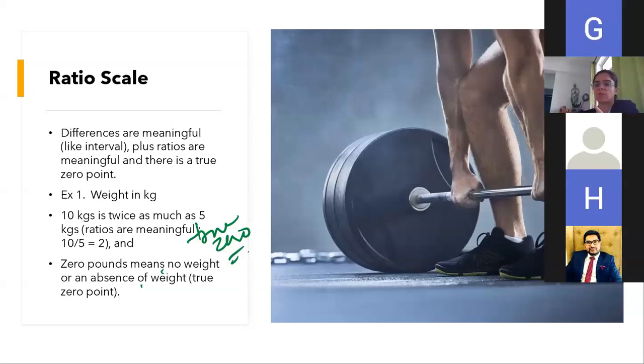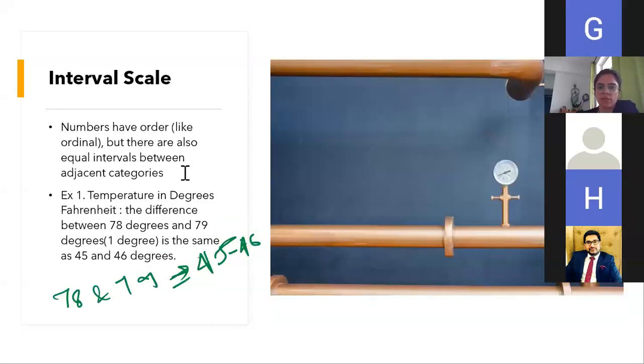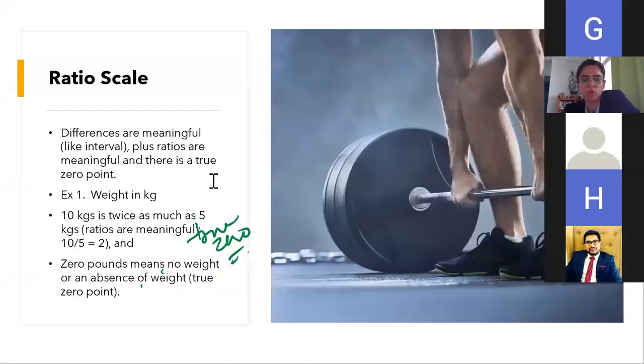For example, if I say 0 degree centigrade and if I say 0 degree Fahrenheit, what does that mean? Does that mean the temperature is 0? Does that mean there is no hotness or no coldness? What does that mean if I say 0 degree Fahrenheit? So there's no such absence which we feel in ratio.